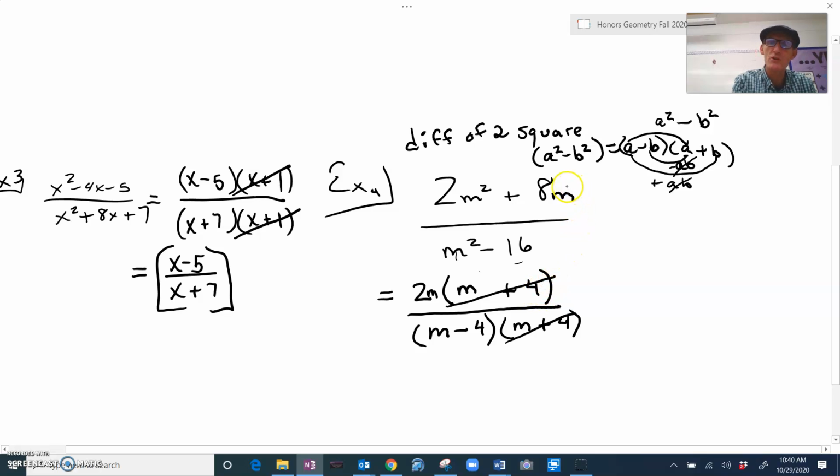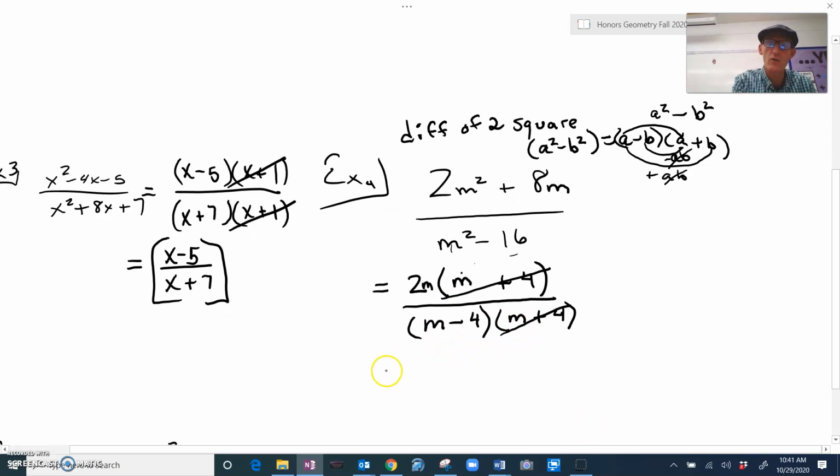So the original problem should have been 8m. That was my fault. So this term 8m had to be in the original problem. So you factored out a 2m, divided out a 2m from both of these. 2m into 2m squared is m. And 2m into 8m is 4. So 2m squared plus 8m is equal to 2m times m plus 4. And then the denominator factors m squared minus 16.